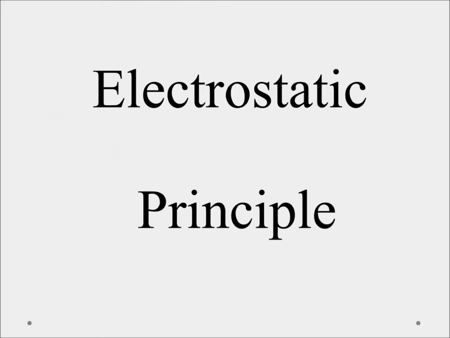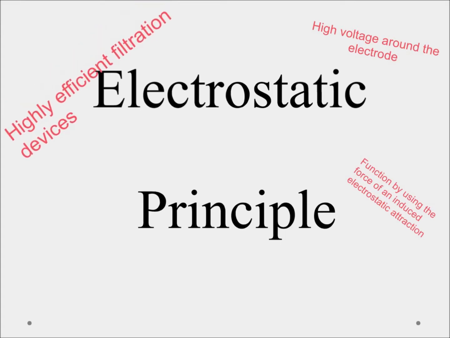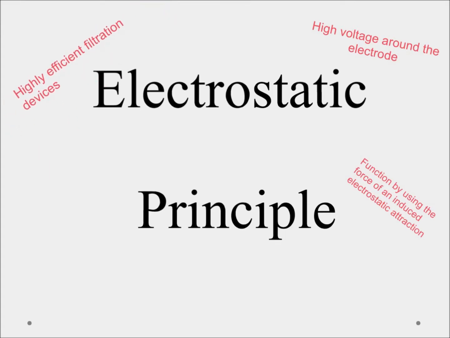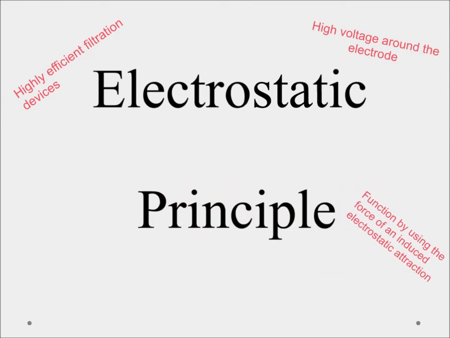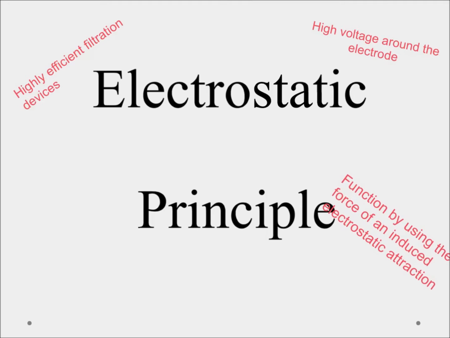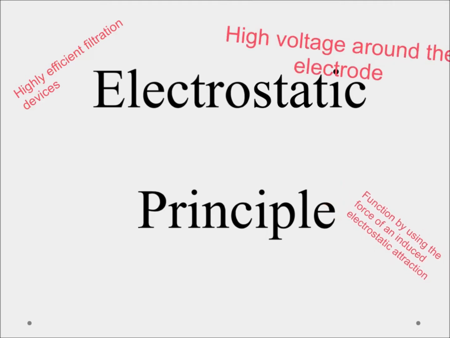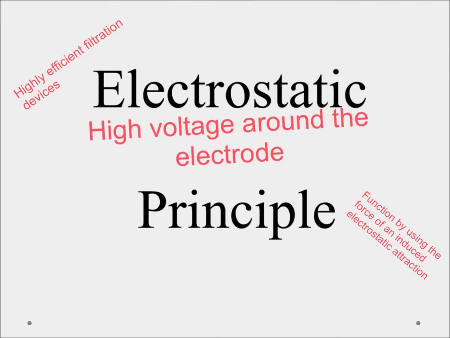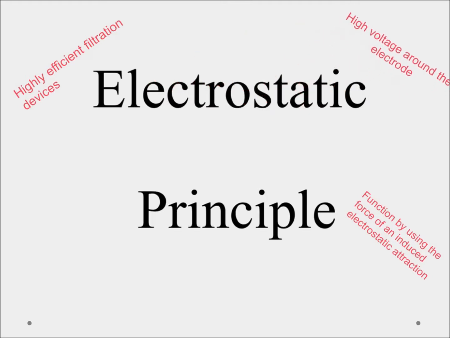Then what about its basic principle? The basic principle of the electrostatic precipitator is that it acts as a highly efficient filtration device. It works by using the force of an induced electrostatic attraction. For example, like a magnet, like charges repel and opposite charges attract. It also has a high voltage electrical field, also named corona, around the electrode, and it ionizes the gas particles in the flowing gas.